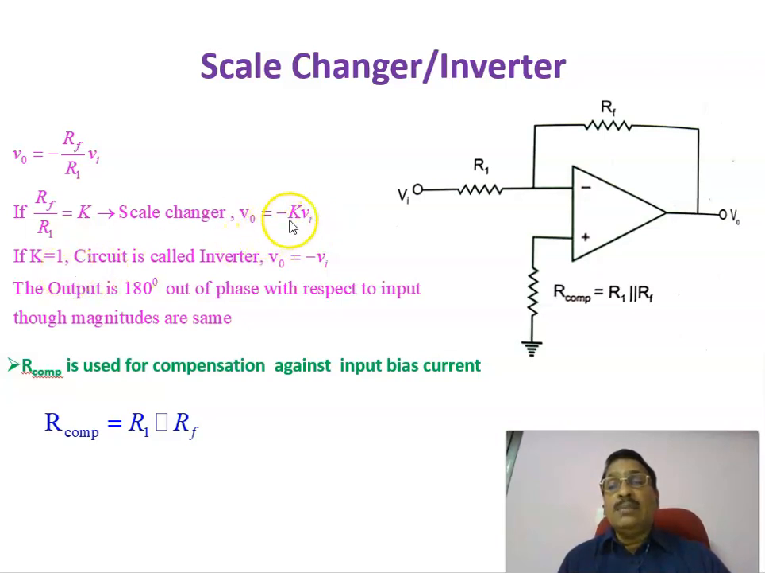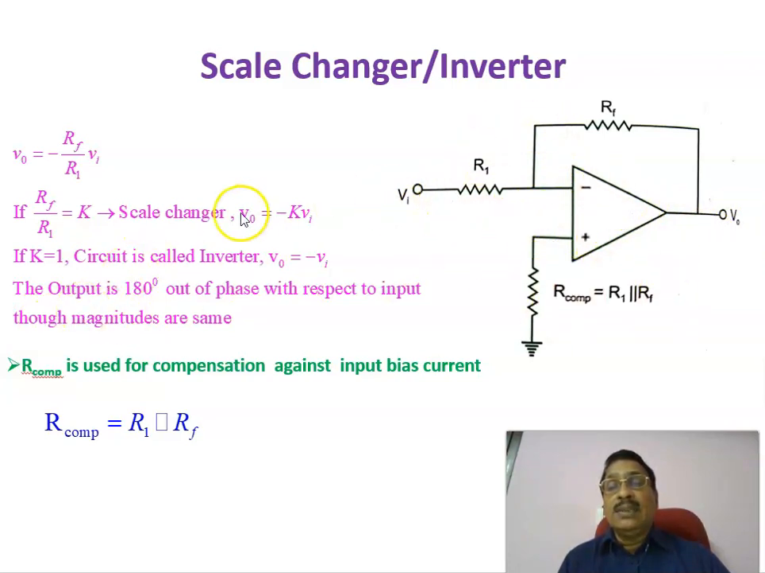But if you make K equal to 1, then V0 equals minus Vi. If K equals 1, the circuit is called an inverter, because the output voltage is equal to minus Vi. The output voltage is the inverted version of the input. The output is 180 degrees out of phase with respect to the input voltage, and it has the same magnitude as the input voltage, but there is a 180 degree phase shift. That's called an inverter.